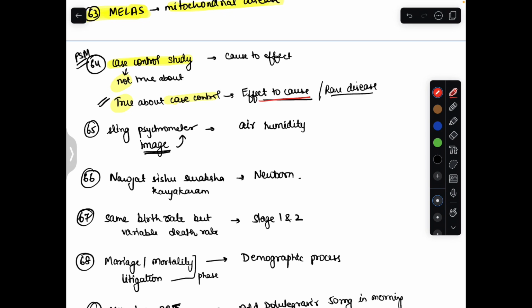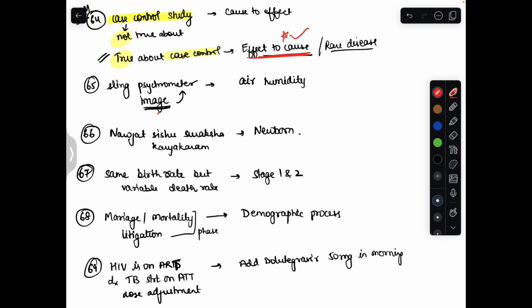So effect to cause or rare disease, we have to choose between these. But I referred to Neha Taneja ma'am, and she said effect to cause is more correct than rare disease. So for this, the correct answer is effect to cause.